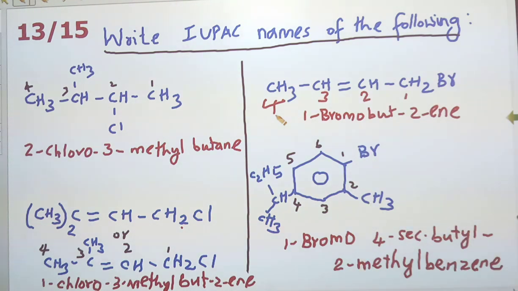Another compound, you can find that there is a benzene ring. The bromine group will be given preference first, because there is no other functional group here. So the bromine atom is attached here. So this carbon will be the first carbon. So the second carbon will have CH3. On the fourth carbon we have a butyl group, isobutyl group. So you can write this IUPAC name as 1-bromo-4-secondary butyl-2-methylbenzene.